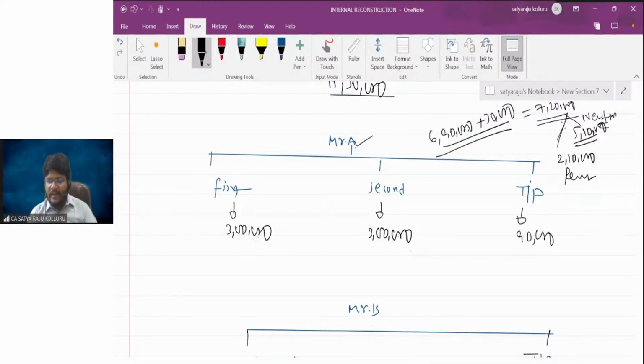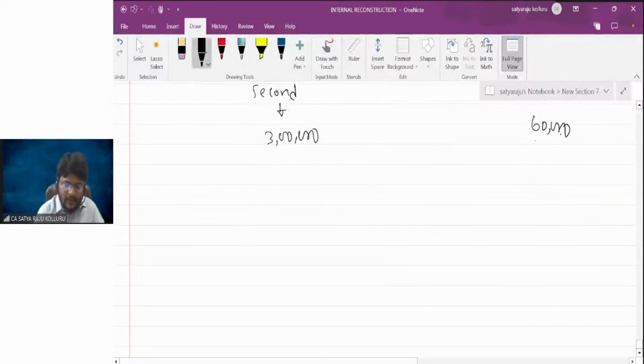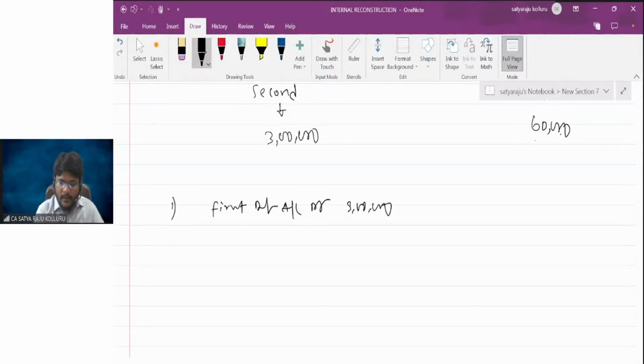Sir, then what is the journal entry, sir? First, all of you please concentrate. The first entry. First, how much amount is payable to Mr. A? First, let me write. That is first debentures account debit, 3 lakhs. Second debentures account debit, another 3 lakhs.